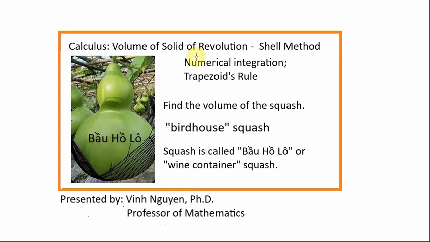This video is on solid revolution, and I have a squash right here, and I want to find the volume of this squash. This type of squash, some people call it a birdhouse squash, and in the Vietnamese culture, we call it bo ho lo. Because it's a squash, we can just cook and eat it just like a regular squash. But in the Vietnamese culture, people also use this type of squash to make a wine container.